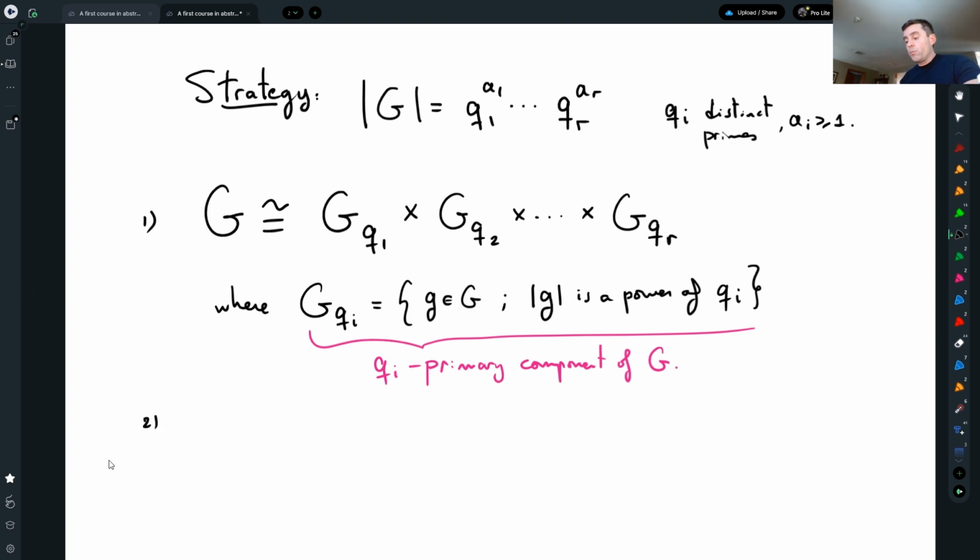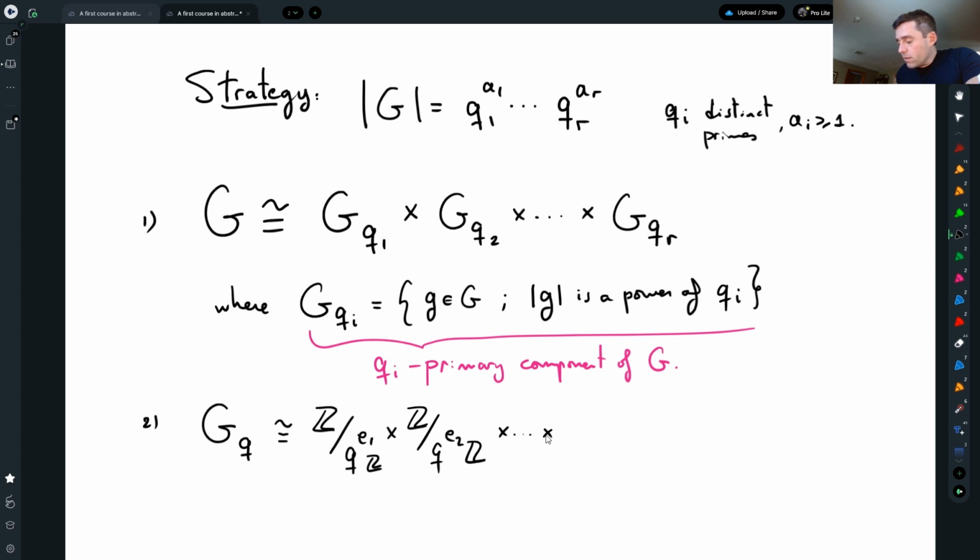And step two is going to be to show that each one of those primary components satisfies the theorem. So if this is a primary component, then this is isomorphic to Z modulo Q to the E1 cross Z modulo Q to the E2 cross, up to Z modulo Q to the Et, say. Then putting these two things together, each one of those is a product of cyclic groups. So the direct product of all those will be a product of cyclic groups, and that proves the theorem for G.